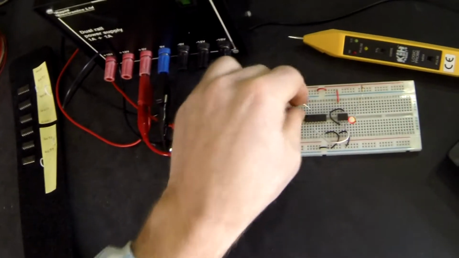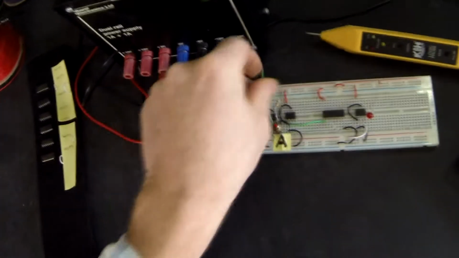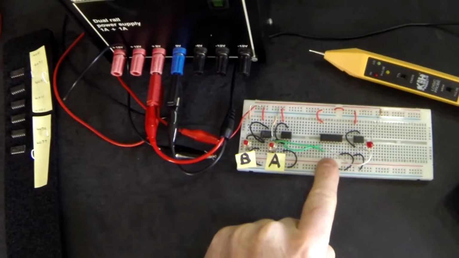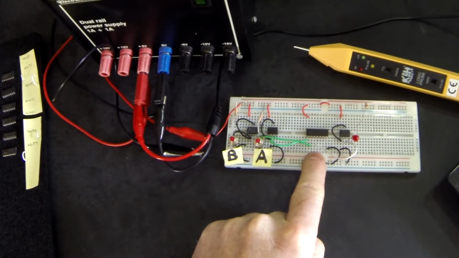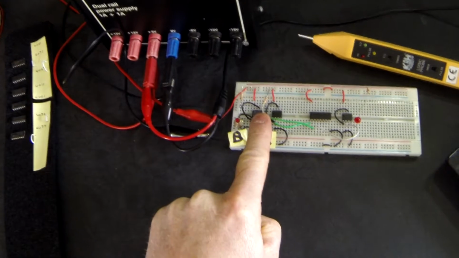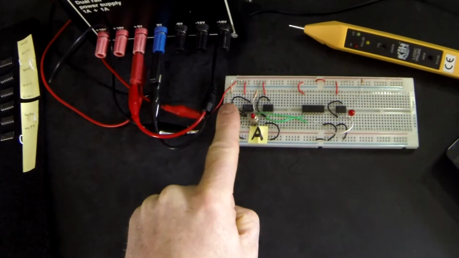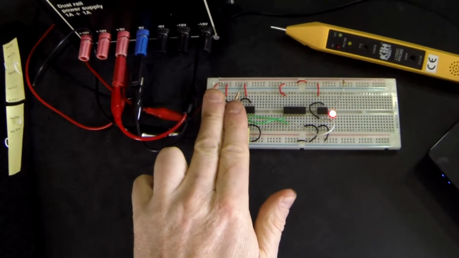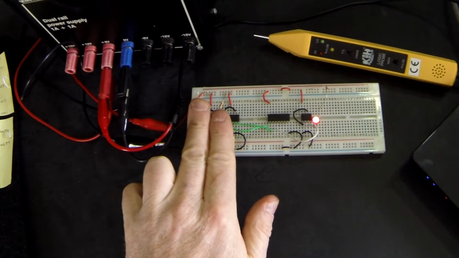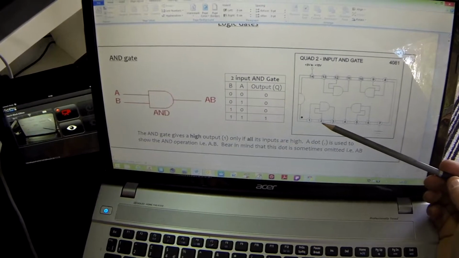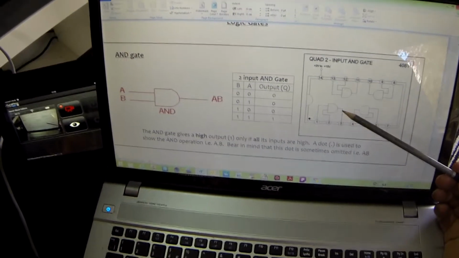I'm going to connect A up to pin 1. I'm going to connect B up to pin 2. And my output is now going to go to pin 3. So when I press A, the LED remains off. When I press B, the LED remains off. And when I press both of them, the LED comes on. So that holds true with my truth table here. A and B, the output goes high.